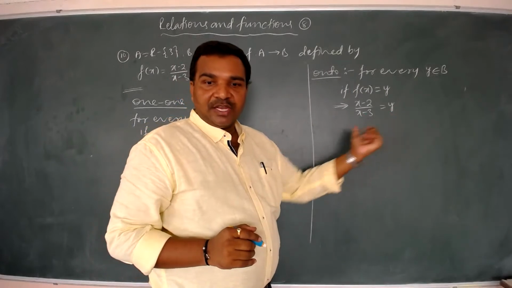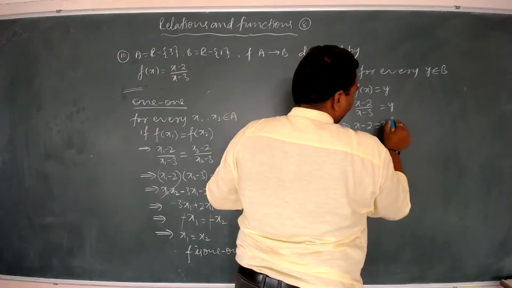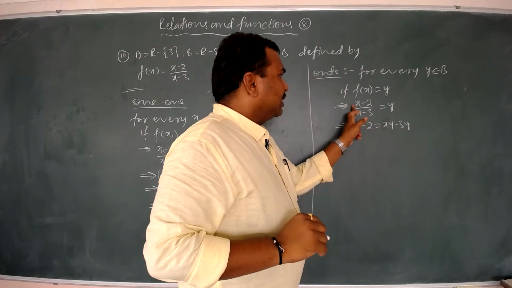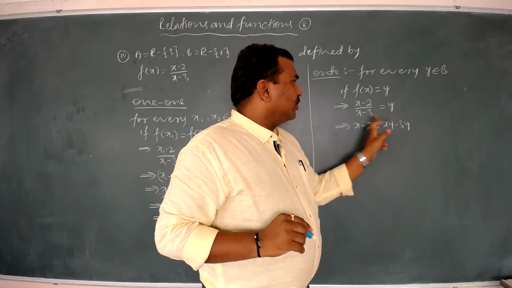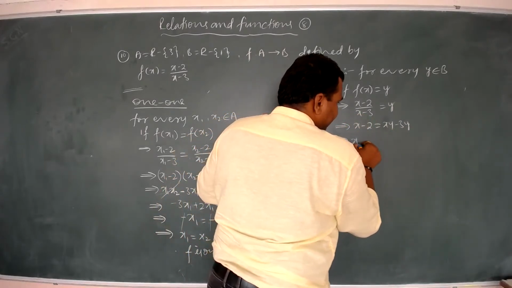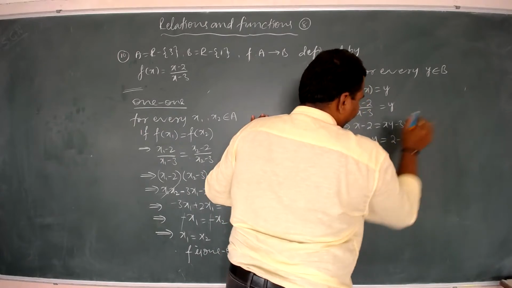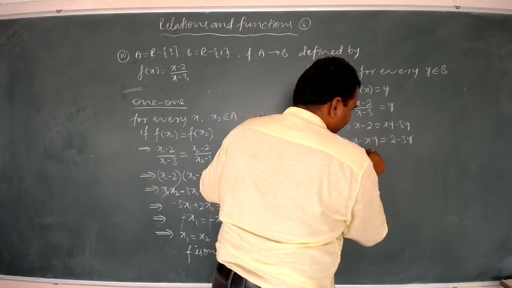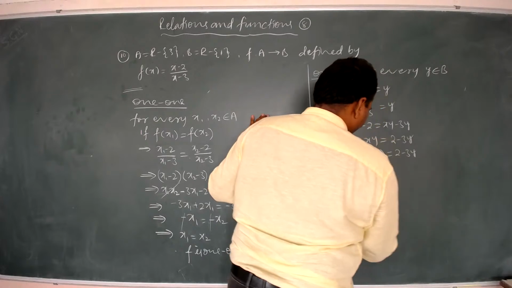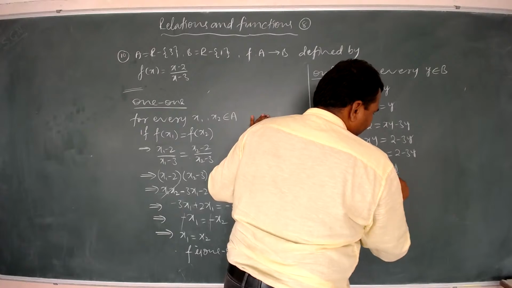Try to separate the x value. x minus 2 equal to (x minus 3) into y, that is xy minus 3y. So take x terms one side. x minus xy equal to, take to the right side, 2 minus 3y. Next, take x common: x into (1 minus y) equal to 2 minus 3y. x equal to (2 minus 3y) by (1 minus y).